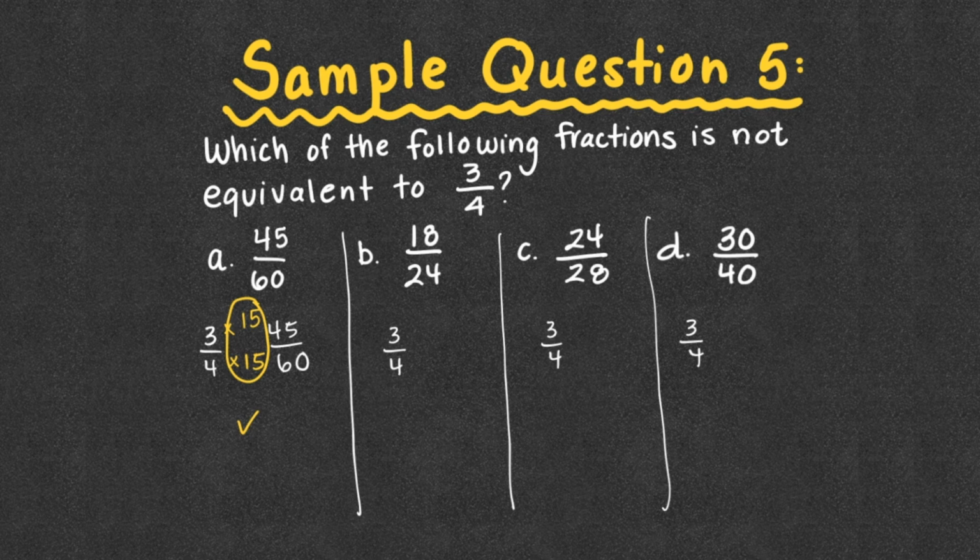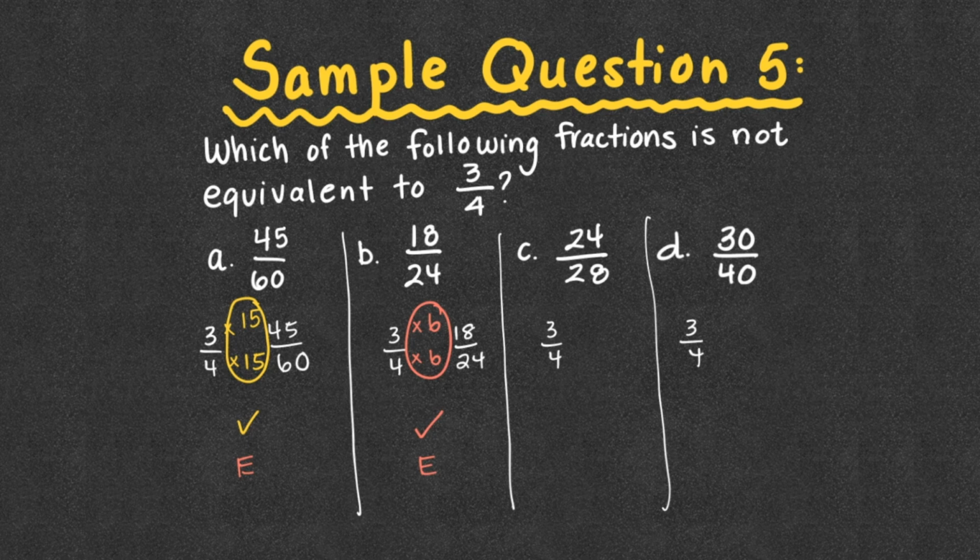So we're going to keep it moving. So then we have 18/24. I'm going to look. 3 times what gives me 18? 4 times what gives me 24? I know 3 times 6 is 18. 4 times 6 is 24. These are both the same. It is equivalent. So we're going to put E for equivalent.